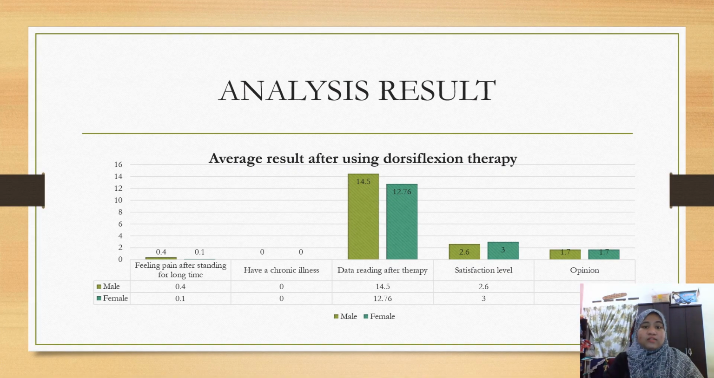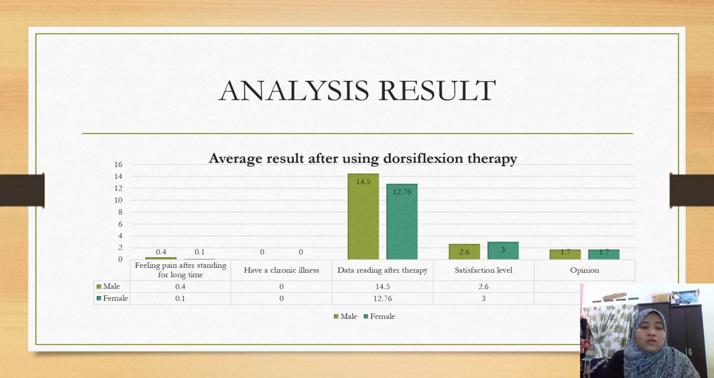After that, the analysis result I also get from the feedback form, from 10 participants using therapy with the functional device. In this graph, based on the 5 questions I asked in the feedback form, to differentiate the gender I used green: light green for male and dark green for female. The first question is feeling pain after standing for a long time.